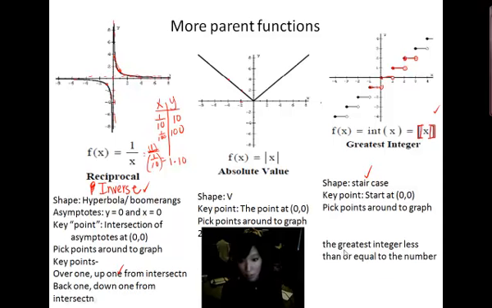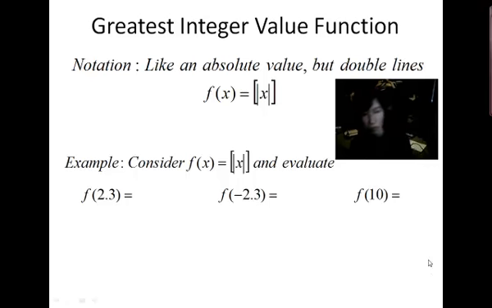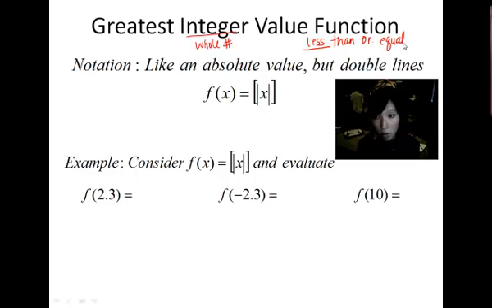The greatest integer value function is defined right here. It's the greatest integer less than or equal to the input, and I'm going to write that, input. Alright, so it's the greatest integer, so this is the same thing as a whole number value, less than or equal to the input. So with that in mind, let's do a couple examples.